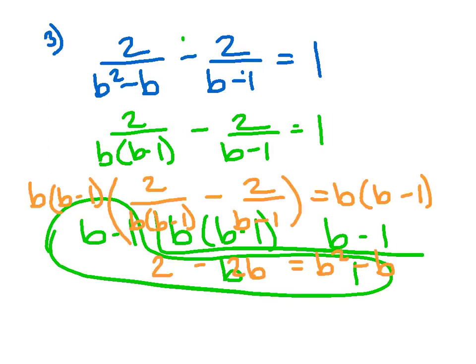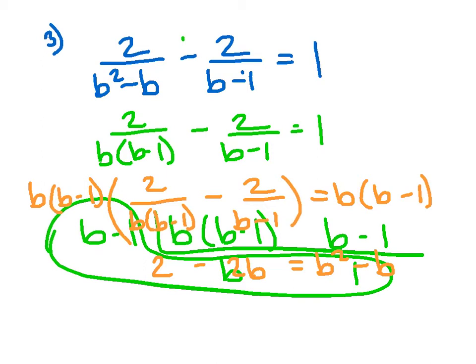So after I multiply both sides by the LCD, I get 2 minus 2b equals b squared minus b. And just to review, when you distribute this to the first fraction, the denominator cancels out with that numerator. As far as the second fraction, only b minus 1 cancels out, so you're multiplying b times negative 2. Now here, when you solve for b, notice that you have an exponent of 2, which should remind you now that you have to solve for this by factoring your equation.